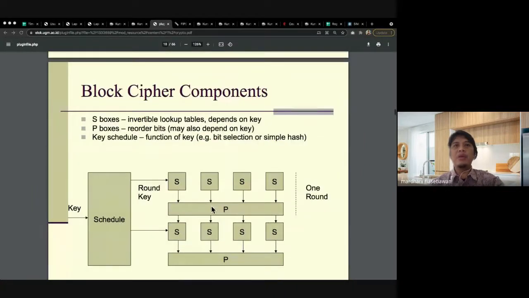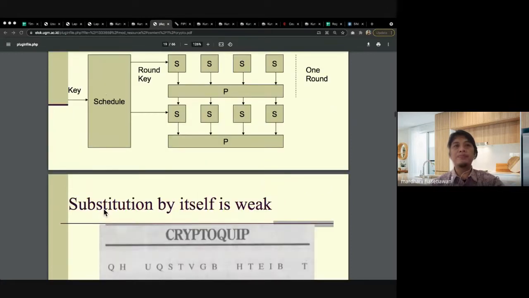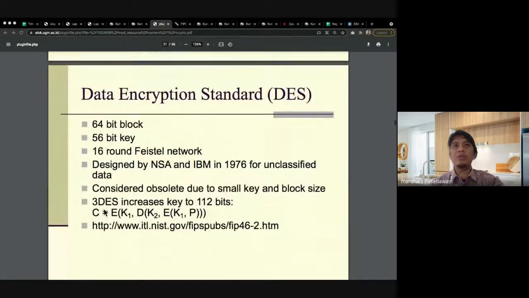And then I think you also know that in the block cipher components, there is the S-box. This is an invertible lookup table that depends on the key, and the P-box reorders bits, which may also depend on the key. And then we have the key schedule, a function of the key. This is like a simple hash. I think this is the initiation of why we will have the hash for the algorithms. So I think this is the permutation, and we will not discuss it.